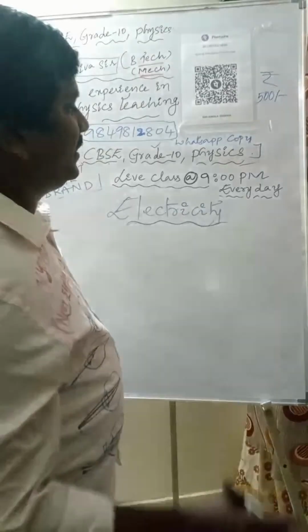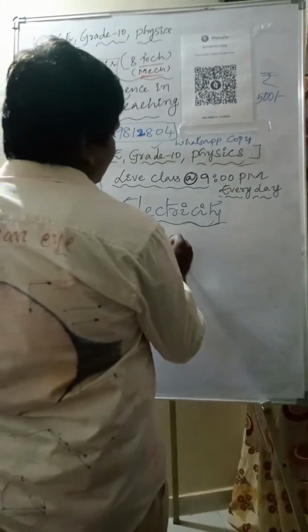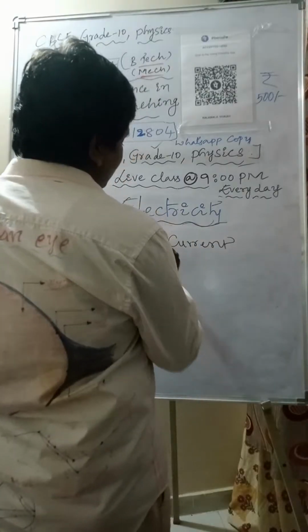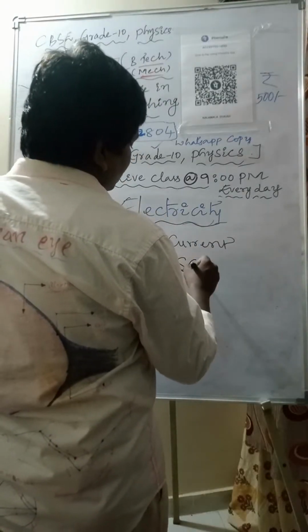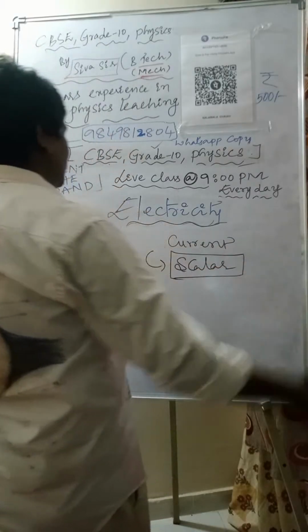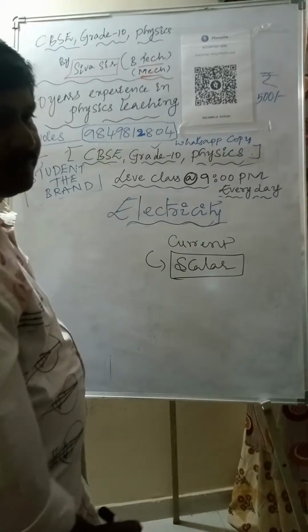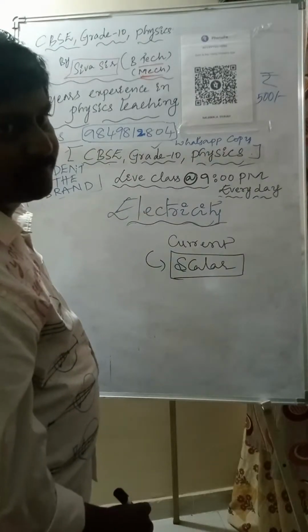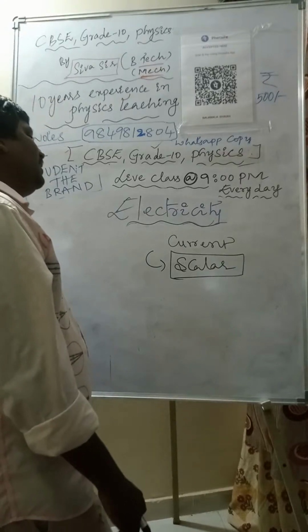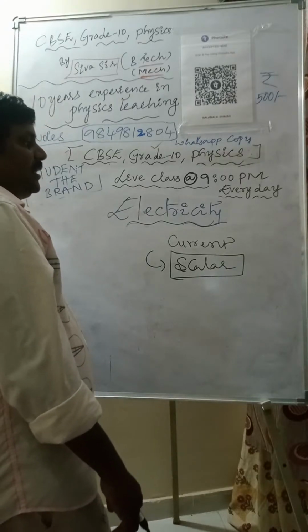It is a scalar quantity, not a vector. Current is a scalar quantity because it does not follow the vector law of addition. So it is a scalar quantity. That's why.